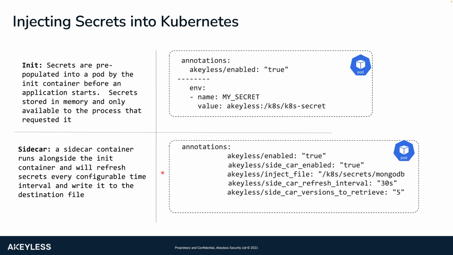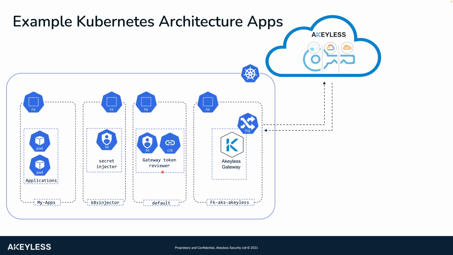It's worth mentioning that we also have support for Kubernetes external secrets and integration with external KMS. Here's a sample architecture of the demo environment I'll be walking you through. On the very left-hand side, I have a namespace called myApps, and I have two pods running in this namespace. One of the pods will have my init annotations to fetch a static secret, and the other pod will have the sidecar annotations to fetch a dynamic secret from a MongoDB deployment.